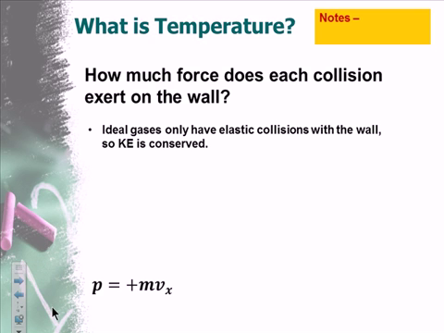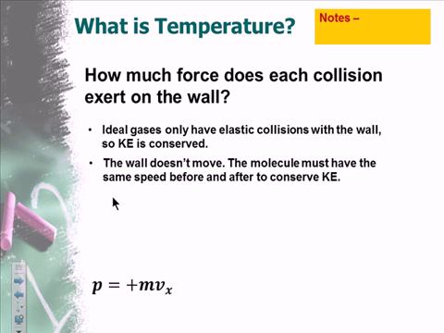An ideal gas will only have elastic collisions with the wall, so kinetic energy and momentum both have to be conserved. Now, it's really the fact that these are elastic collisions that might give me some insight into what's happening here, because the wall, first of all, the wall doesn't move, which means the molecule must have the same speed before and after the collision in order to conserve kinetic energy in the system.